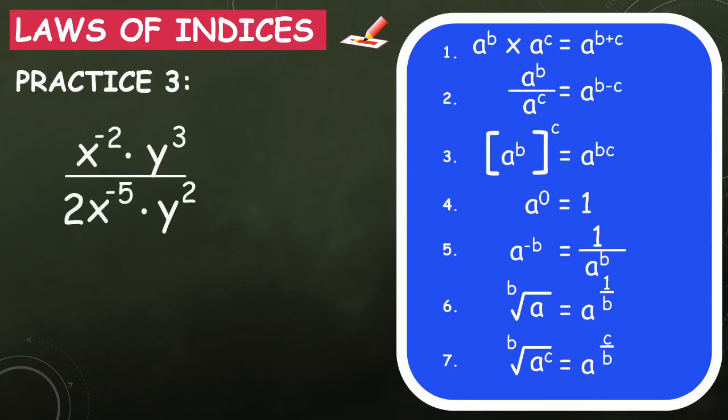Let's try one last practice. x to the power of negative 2 multiplied by y to the power of 3, divided by 2x to the power of negative 5 multiplied by y to the power of 2. Pause this video and give this question a go, and once you have done, you can continue this video and see the solution.